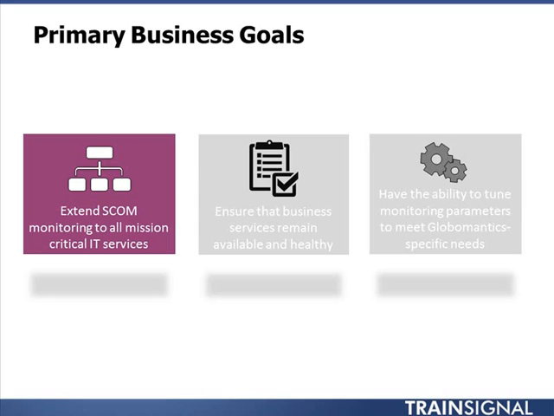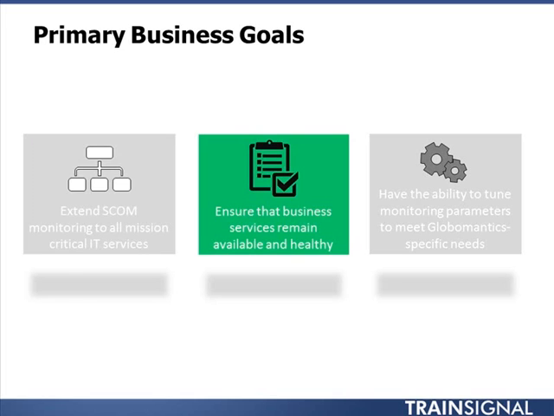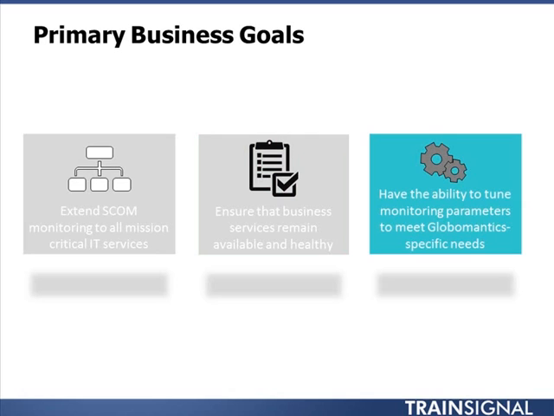The business goals associated with deploying management packs are numerous, but here's three primary ones. It allows you to extend Operations Manager monitoring to all mission-critical IT services, to ensure that the business services remain available and healthy, and you have the ability to tune monitoring parameters to meet organization-specific needs. Not every organization is the same, as you well know. They all have different business goals. They all have different technology goals. Operations Manager provides you with the ability to granularly modify how things operate in order to be able to match operational needs with your business.